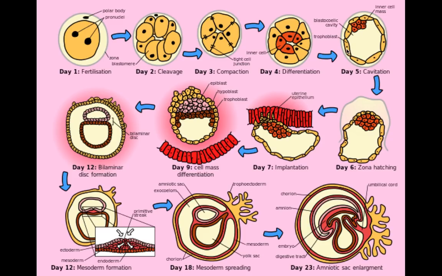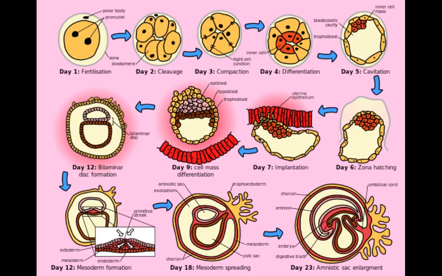The trophoblast is going to form the chorion, and for our purposes, chorion equals placenta. They're not exactly the same, but when you hear chorion, think placenta. So trophoblast will form the chorion or the placenta. The inner cell mass will form eventually what will become the fetus itself.